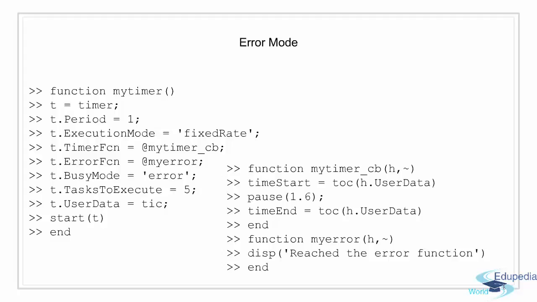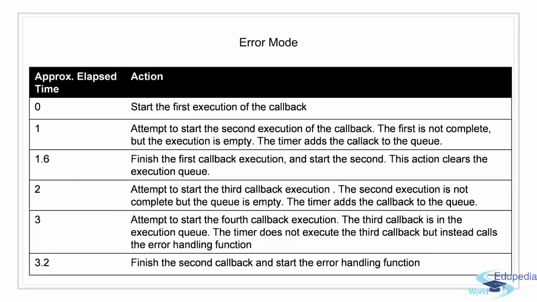The currently running callback function completes, but the callback in the queue does not execute. For example, I will modify the file that I described in the previous slide so that it includes an error handling function, and I will set the busy mode to error. Here is the table that shows the time elapsed and the action taken by the object in the error mode.